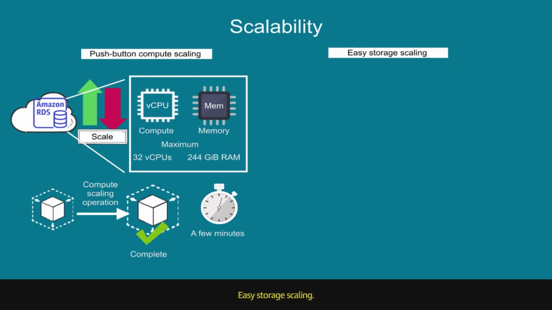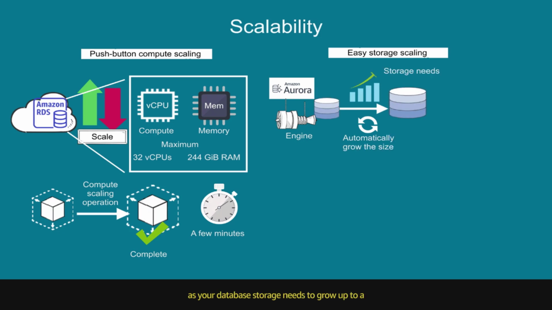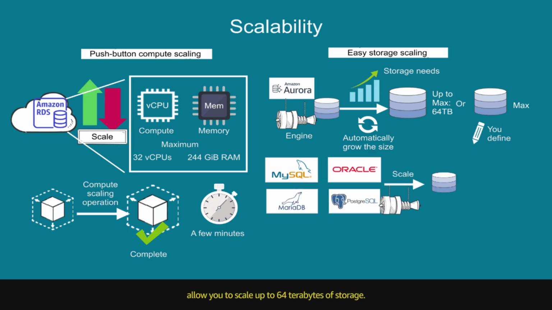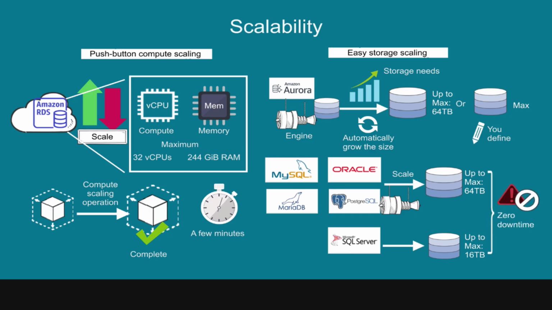Easy storage scaling. The Amazon Aurora engine will automatically grow the size of your database volume as your database storage needs grow, up to a maximum of 64 terabytes, or a maximum you define. The MySQL, MariaDB, Oracle, and PostgreSQL engines allow you to scale up to 64 terabytes of storage, and SQL Server supports up to 16 terabytes. Storage scaling is on the fly, with zero downtime.